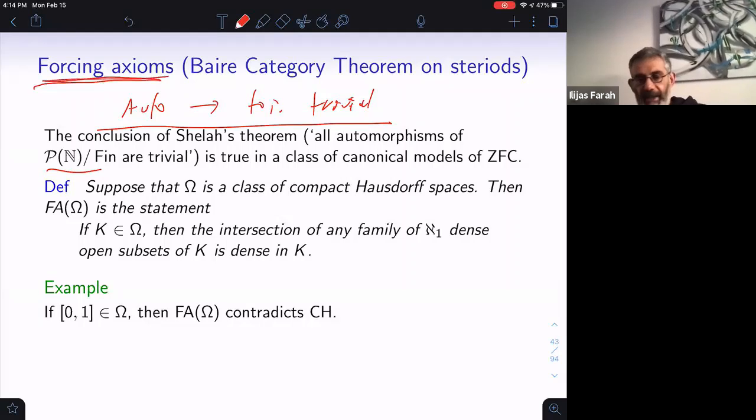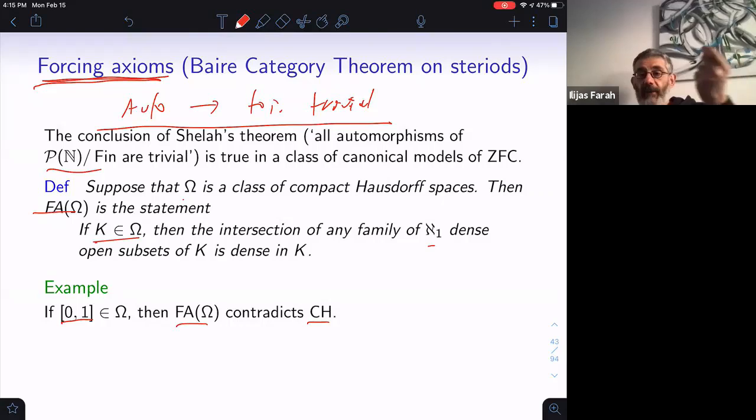I just wanted to say in general what they are, although the axiom that we'll be using is a bit easier to state. So suppose that Omega is a class of compact Hausdorff spaces. Then FA(Omega) is the following statement. If you have a compact space K in class Omega, then the intersection of any family of aleph 1 dense open subsets of K is dense in K. So here is one example. If you have the unit interval in Omega, then FA(Omega) contradicts the continuum hypothesis.